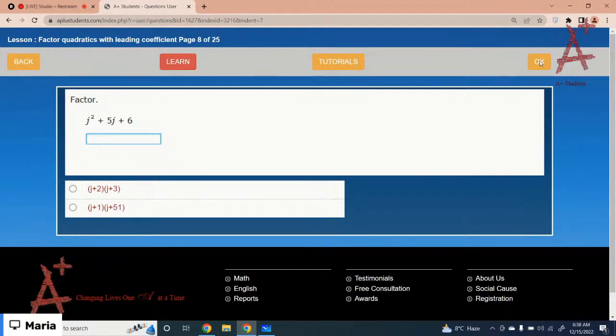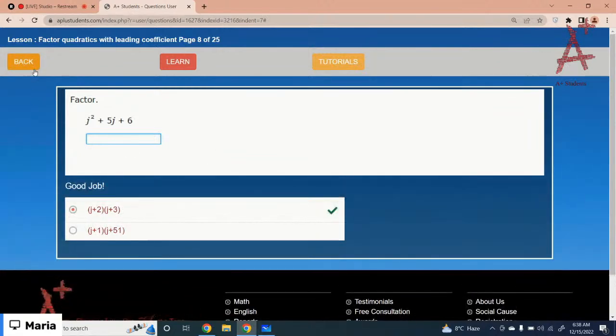Okay, j square plus 5j plus 6. So which of the options is the correct one? Three times 2 is 6. And when you add them, 3 plus 2 makes 5. Got it? That means the first option is the correct one. So select the correct option and click on the OK button.